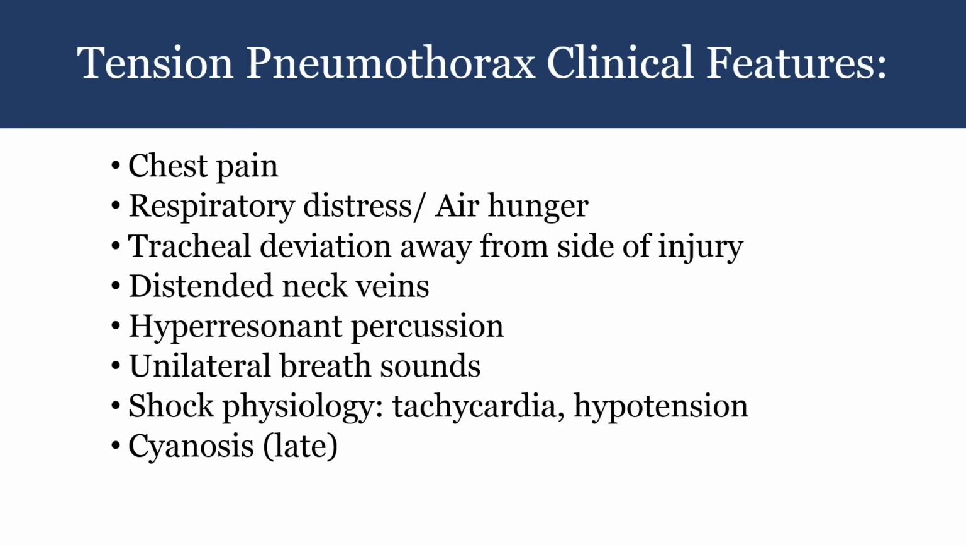So clinical features of tension pneumothorax: 1, the patient will have chest pain. They come in with severe respiratory distress and with air hunger. Then tracheal deviation away from the side of injury, what we've already talked about, because of the shift in the mediastinum. Distended neck veins, because you have reduction in venous drainage because of the increased intrathoracic pressure. Hyperresonance on percussion on the affected side. And then you have the unilateral breath sound. So the side that has the tension pneumothorax, you will not hear anything, but you only have breath sounds on the contralateral side that is not affected.